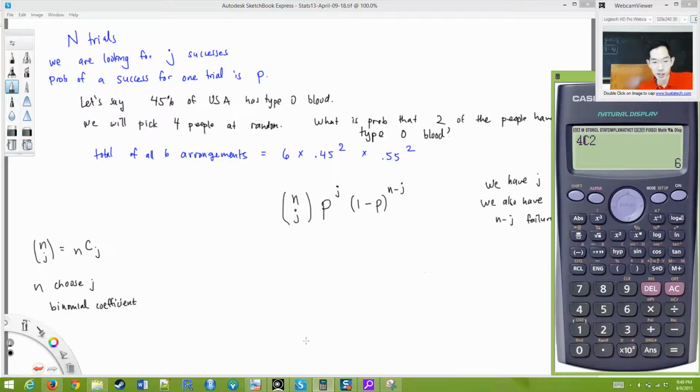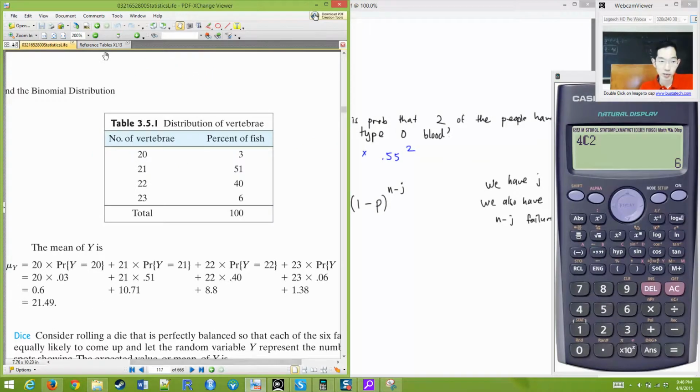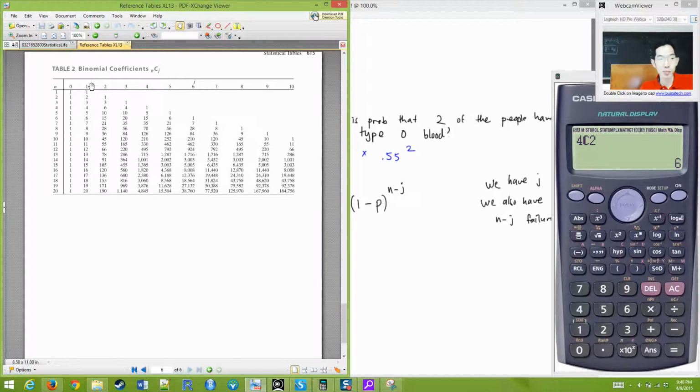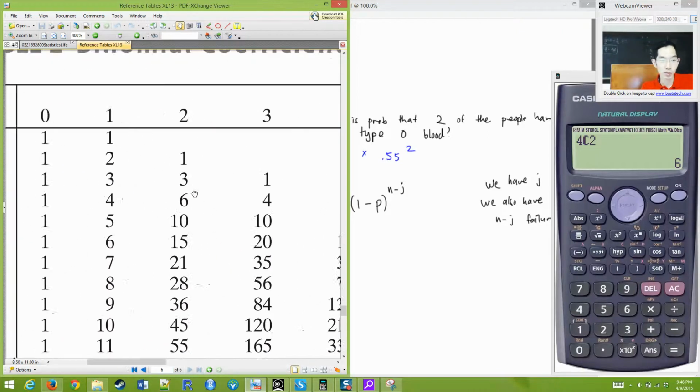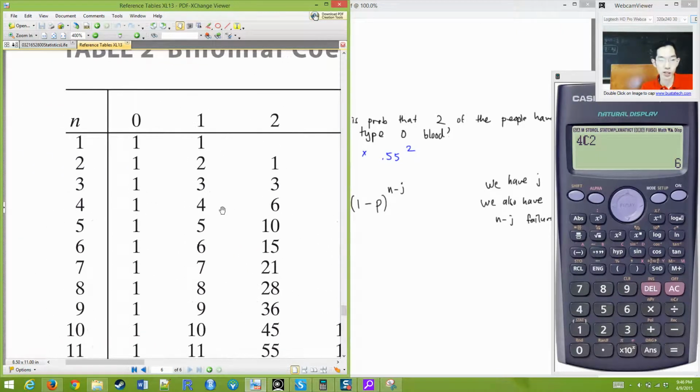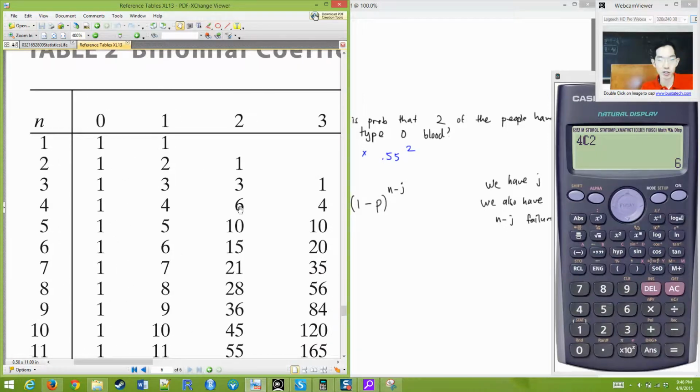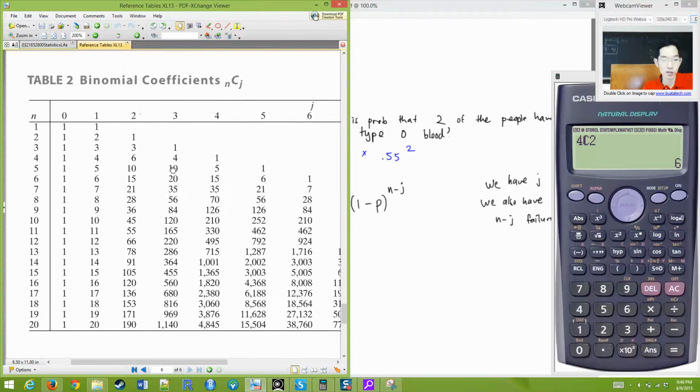And also in the back of your textbook, in the reference tables, there's the binomial coefficients, and you can go to the row 4 and the column 2. I don't know if you guys can see this. So if I go to the row 4 and the column 2 for n choose j, we see that that's also equal to 6.